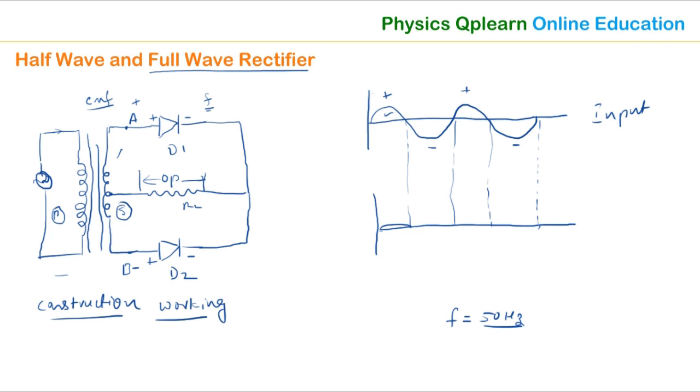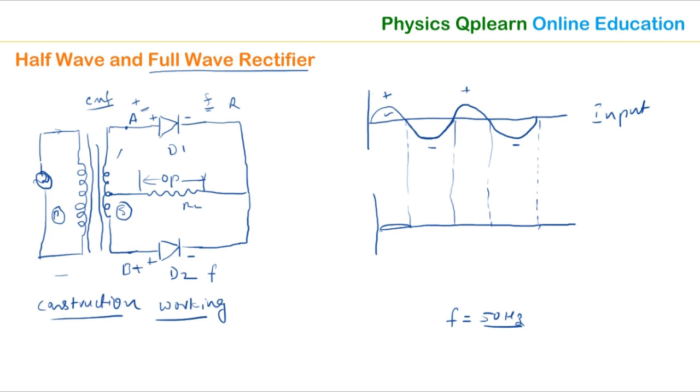Immediately, A will become the negative cycle. When A becomes negative, at that time B will become positive. During that time the diode D1 is reverse biased. Clear? Then the diode D2 will become forward biased.